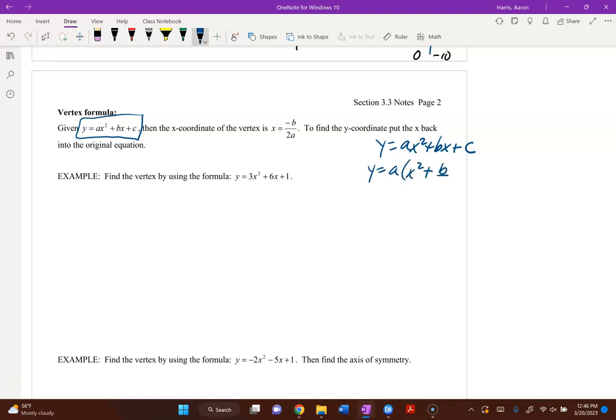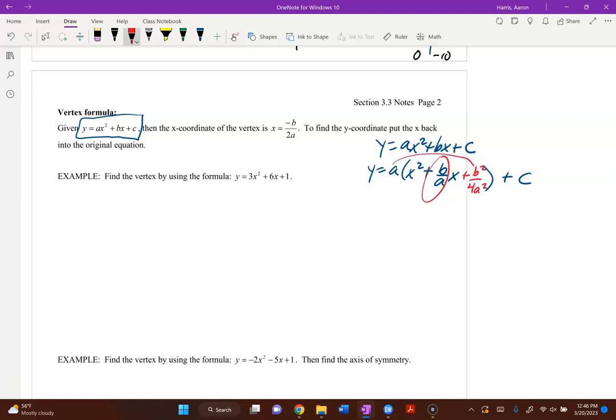If we were to complete the square, this is what it would look like. I push the c out. I take half of that b over a, so b over 2a, and I'd square it. That's the number I'd put in, so b squared over 4a squared.